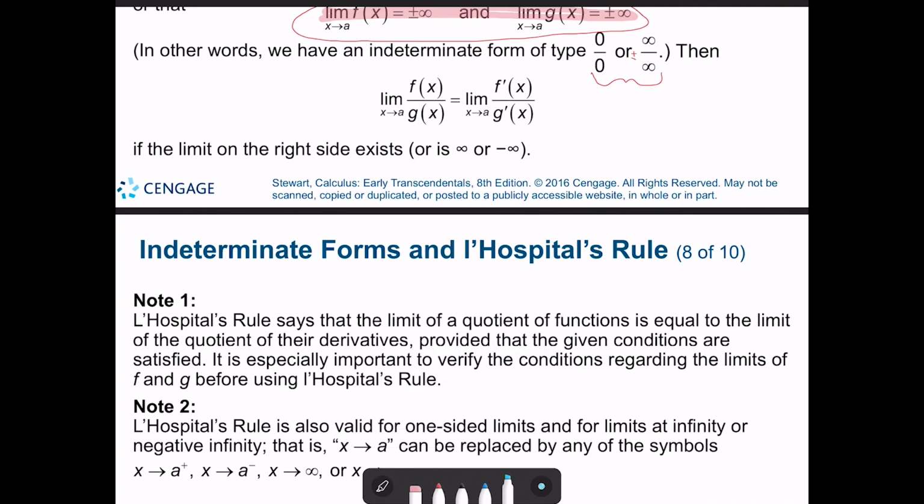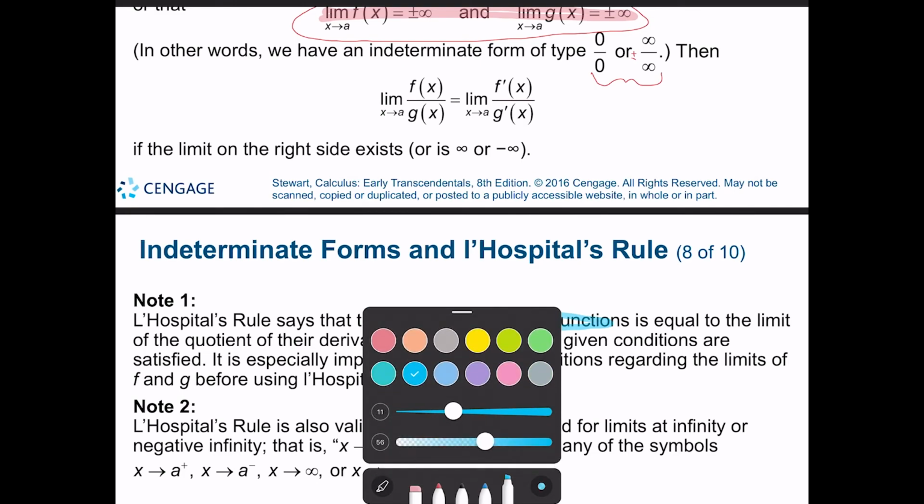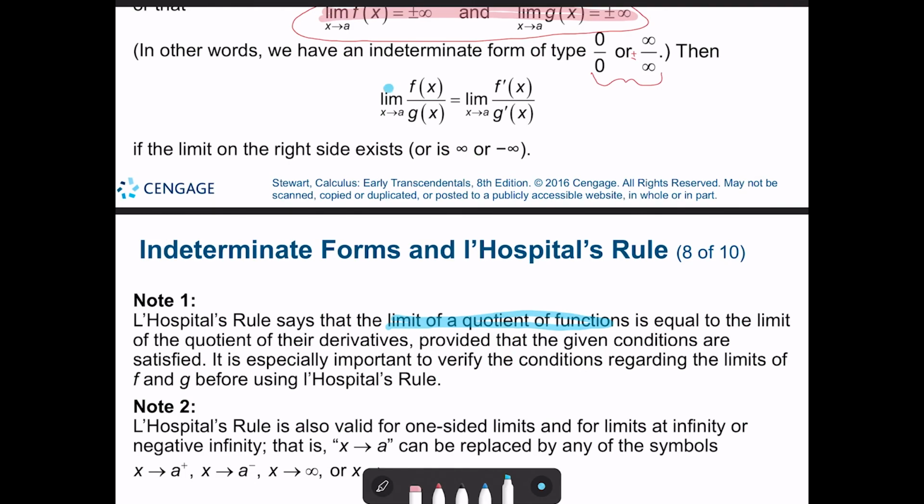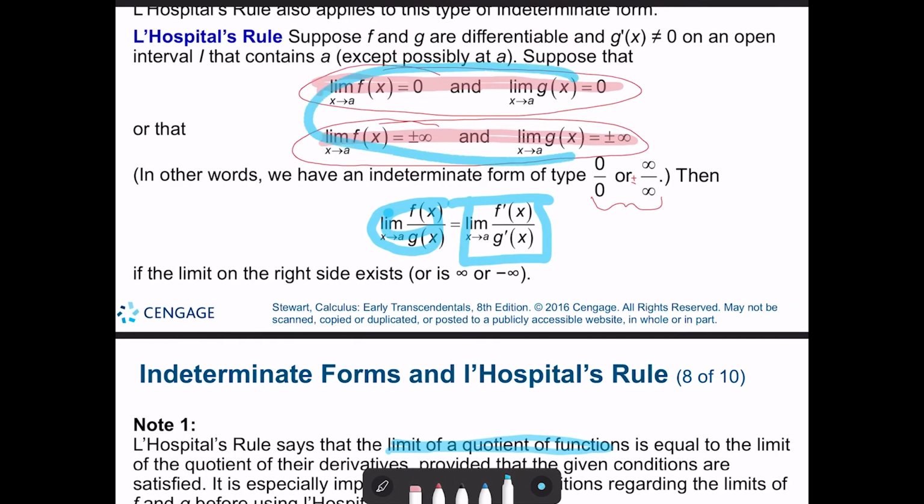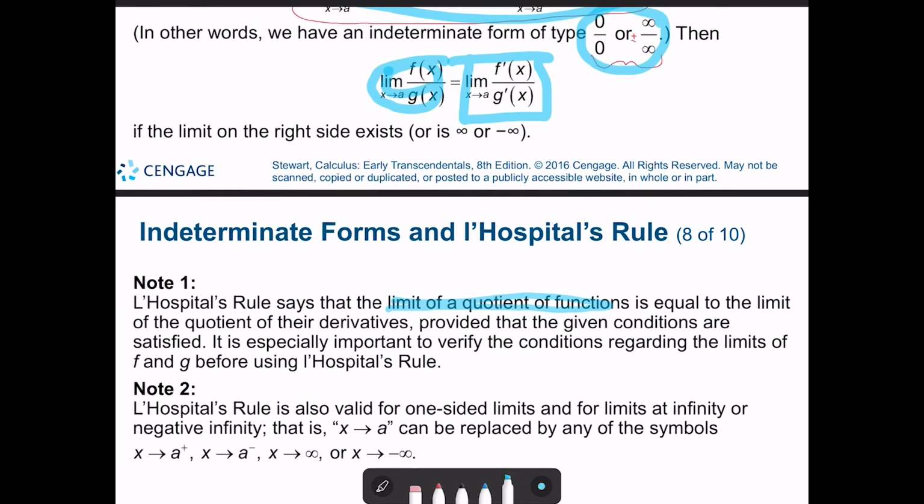How about this one? L'Hopital's rule says the limit of a quotient of functions, which is here, is equal to the limit of the quotient of their derivatives, provided that the given conditions are satisfied. We have to be working with one of these two formats, which results in one of these two indeterminate forms, and the limit on the right side has to exist.